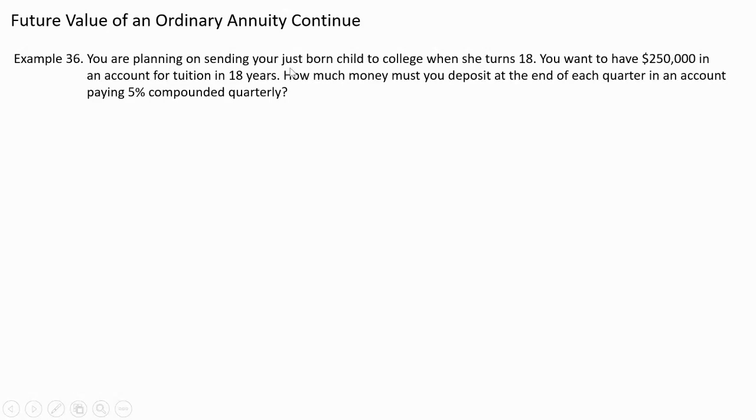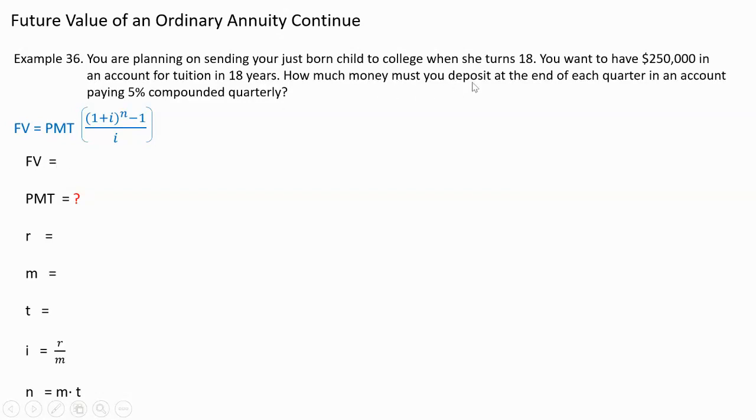This is the one where you're planning on sending your just born child to college when she turns 18. You want to have 250,000 in the account for tuition in 18 years. How much money must you deposit at the end of each quarter, paying 5% compounded quarterly? So again, that's my formula. There's your 7 things. So now we're looking for how much money you must deposit. We're looking for the payments.